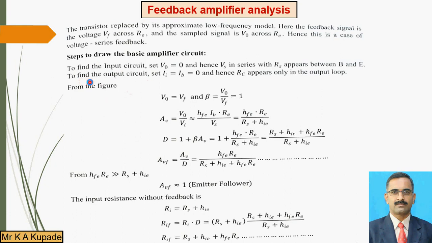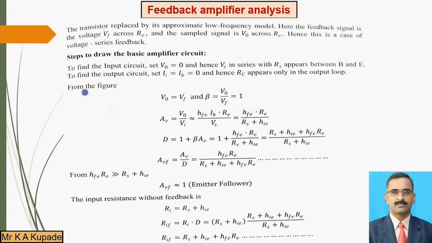Now to find the input circuit, see we have to find two things. One is the input circuit, another is the output circuit. Now for the input circuit we have to consider V0 is equal to 0 and hence Vs is in series with Rs, as you just saw, which appears in between the base to emitter. Second is the output circuit. At that time, I is equal to 0 and hence RC appears only in the output loop.